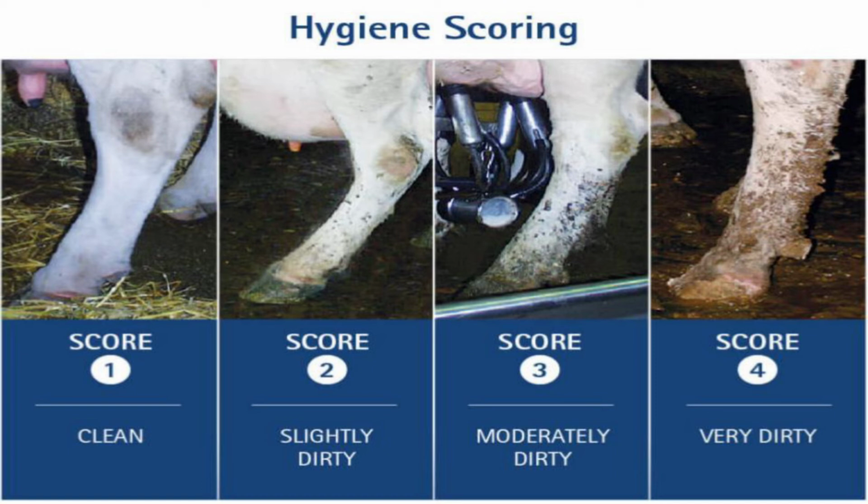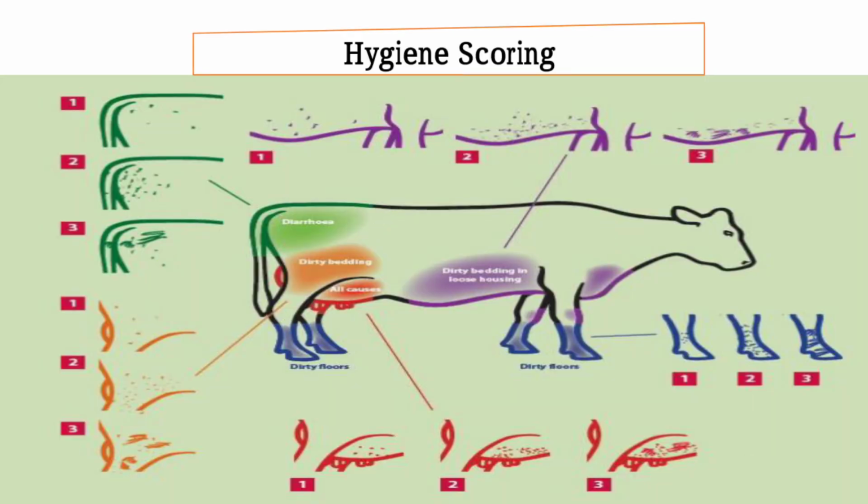Hygiene scoring. Hygienic conditions, or the fecal materials on the legs and other body parts, indicate the management. In score 1, legs are very clean. In score 2, they are slightly dirty. In score 3, there is moderate dirt. And score 4 is given to very dirty body parts or legs. Hygiene score can also be determined from various body parts like udder, hooves, back, and hock regions.